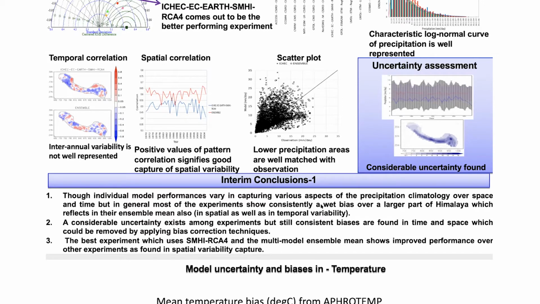So based on this precipitation uncertainty, we have an interim conclusion, which I have noted here: the performance is capturing various aspects of precipitation climatology over space and time. But generally, most of the experiments show a consistent wet bias over the higher Himalaya and a low bias even in the ensemble. When we do the ensemble of 11 members, we find that this is the case.